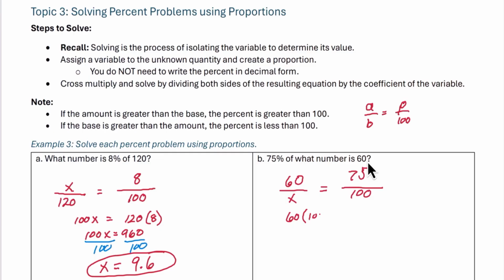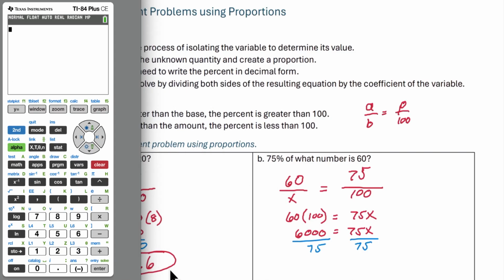Let's now cross multiply. 60 times 100 equals x times 75, or 75x. 60 times 100 is 6,000. 6,000 equals 75x. Then we'll divide by 75 on both sides. 6,000 divided by 75 gives us 80.